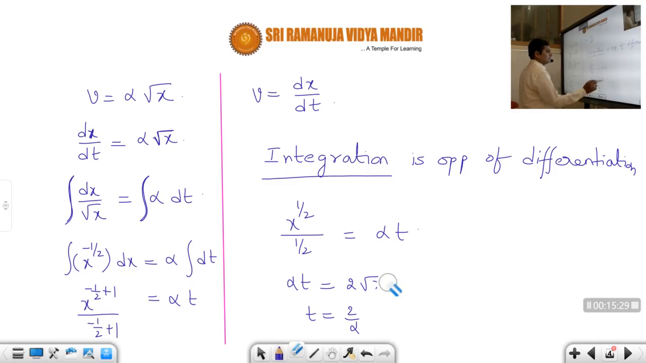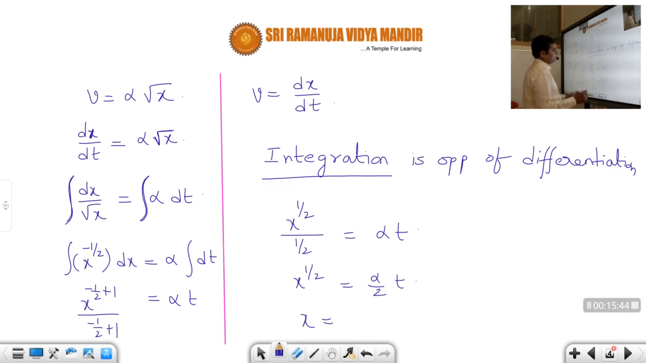So therefore, displacement as a function of time t. So you can write this as x power half is equal to alpha by 2 times t. Now if you take that one to the other side, this half is called root on this side. So if it goes that side, then it is alpha by 2 times t, whole square. So that means x is equal to alpha square by 4 into t square.